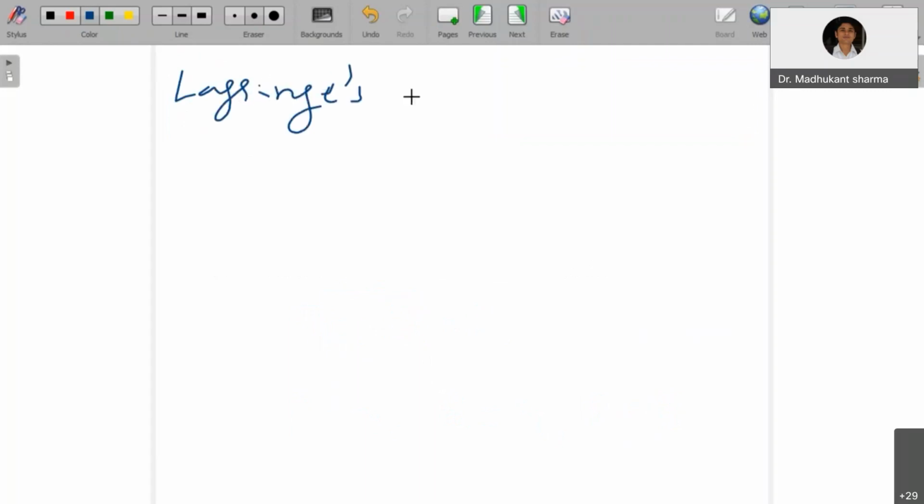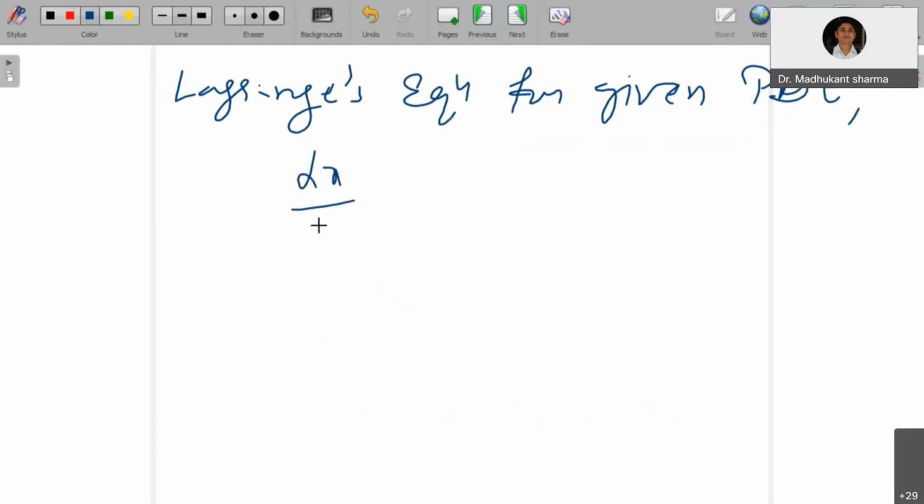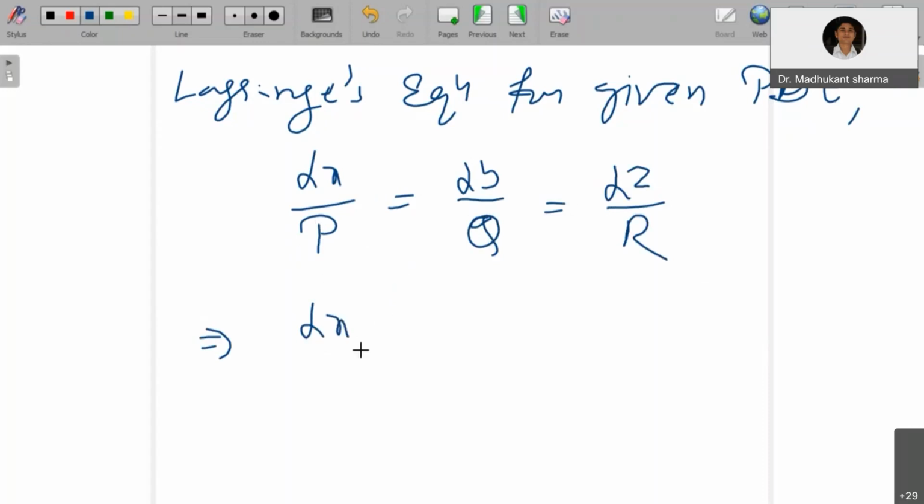So these are called Lagrange's equations. The Lagrange's equation for the given PDE, which I'm writing right now, is dx by P is equal to dy by Q is equal to dz by R. Just now we have observed what P, Q and R are. So dx by X is equal to dy by Y is equal to dz by Z. So we have taken a very simple case.